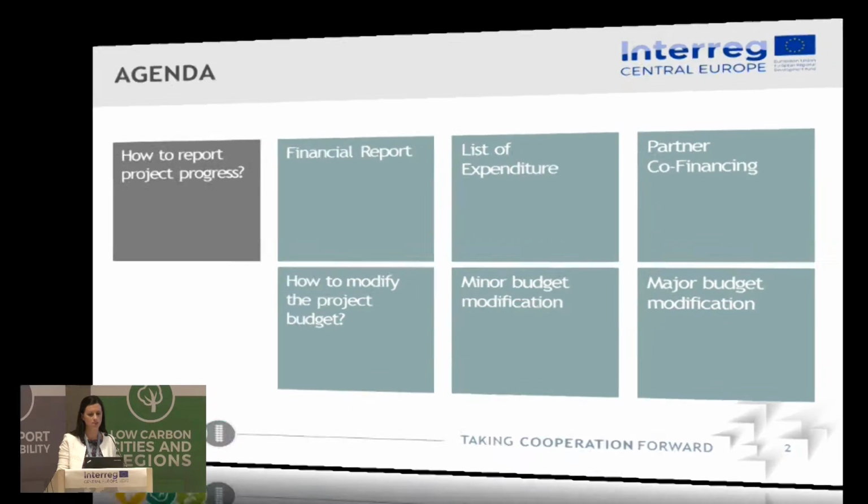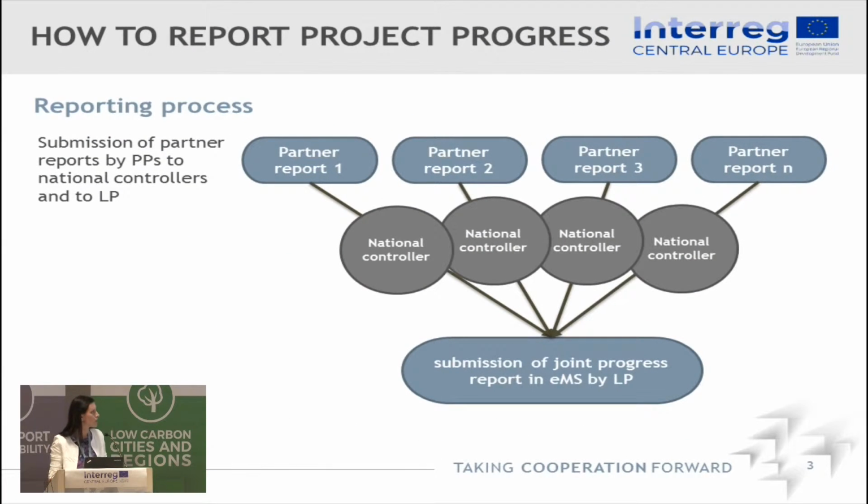So to start with the project report, you've already seen this graphic or several similar graphics where you see that the reporting process starts always with the partner reports, which are then sent to the national controllers and to the lead partner, who is then compiling these partner reports into one joint progress report, which is then sent to the joint secretariat.